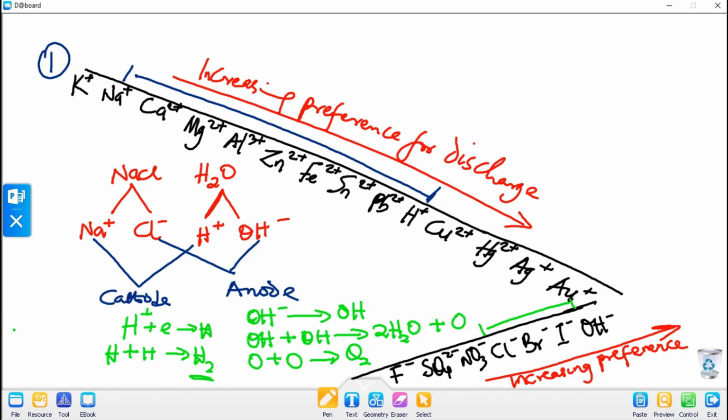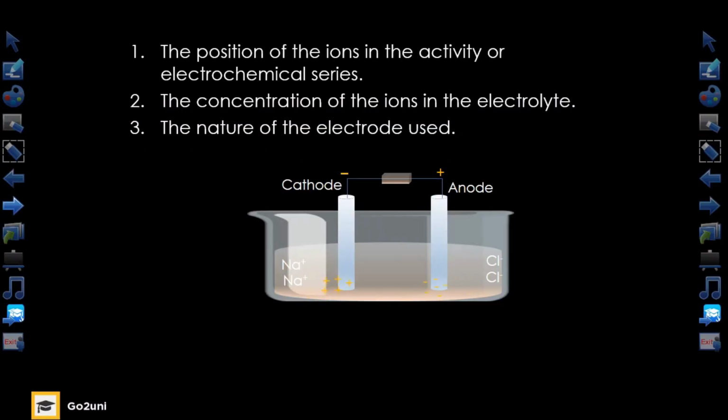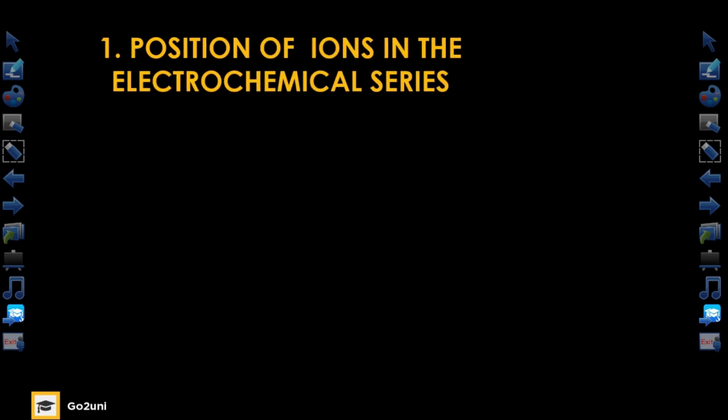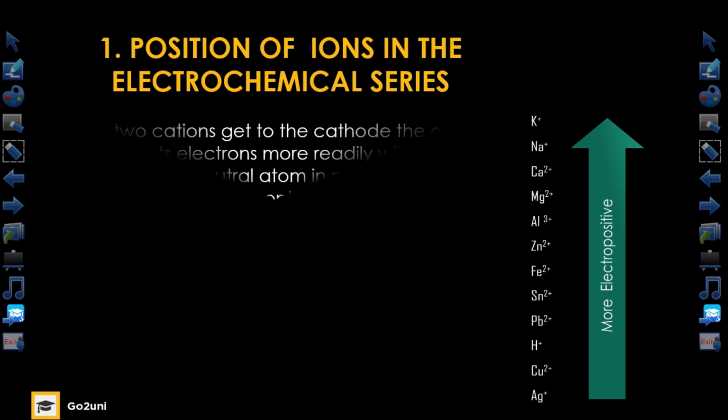So this is actually what the position of the ions in the electrochemical series is all about. This is what the position of the ions in the electrochemical series is telling us. So we can see from the display on the screen what that is actually telling us. So having seen what the electrochemical series is and an example of electrolysis of a given aqueous solution, that is a solution of sodium chloride, let us take an in-depth view of what the position of these ions in the electrochemical series can actually do.